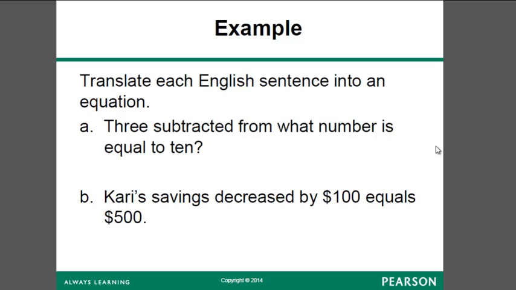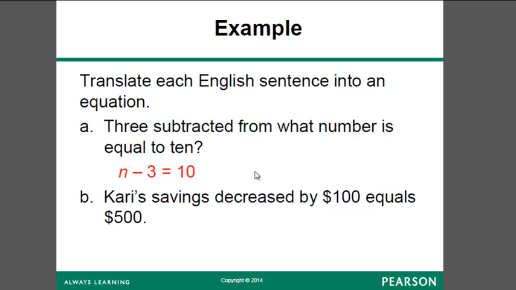So, 3 subtracted from what number is equal to 10? Okay, I have 3 subtracted from a number is equal to 10. So I'm going to put some number here. I could have used x, I could have used y, it doesn't really matter. But I have 3 subtracted from this number is equal to 10. Now I'm sure you could probably figure out what the number is, but I'm not wanting to know what the number is. I'm just wanting to translate it into an equation.